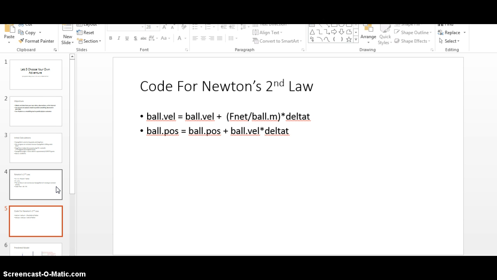ball.pos can be looked at as the final position of SpongeBob set equal to ball.pos, the initial position of SpongeBob, plus his velocity times the change in time. These two things are used in the code when analyzing SpongeBob's motion.